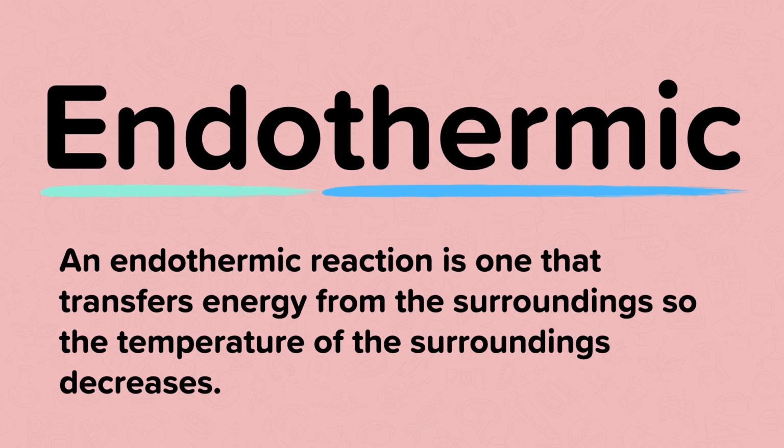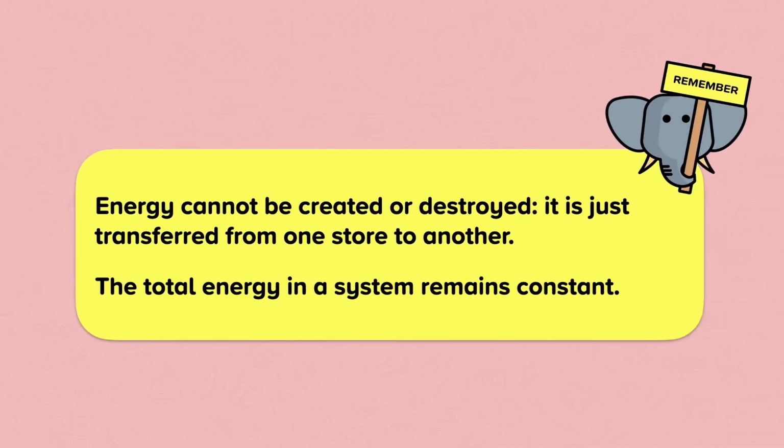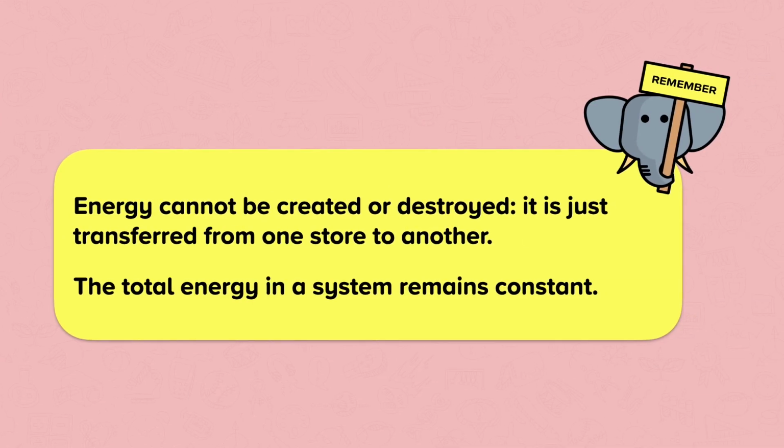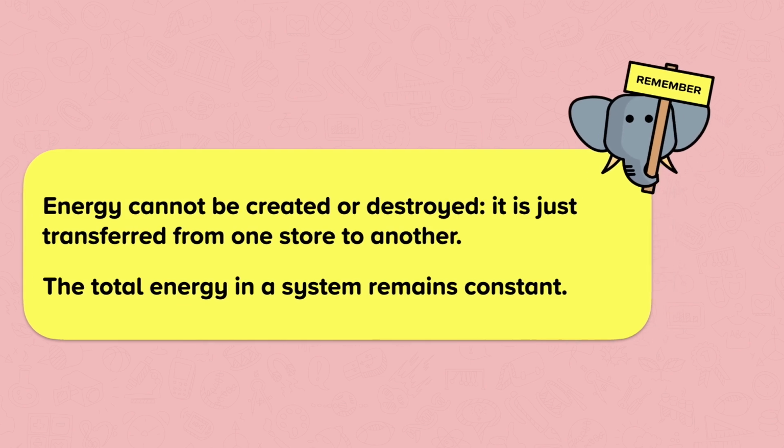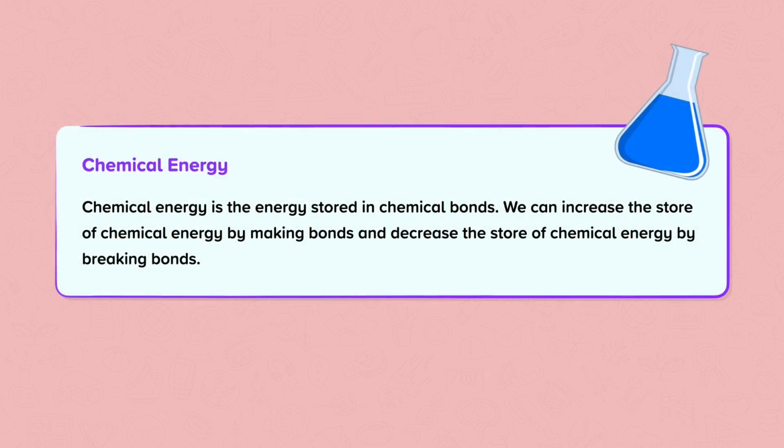decreases. Now remember, the law of conservation of energy states that energy cannot be created or destroyed. It is just moved from one store of energy to another. The total energy in a system remains constant. Chemical energy is the energy stored in chemical bonds. We can increase the store of chemical energy by making bonds, and decrease the store of chemical energy by breaking bonds.